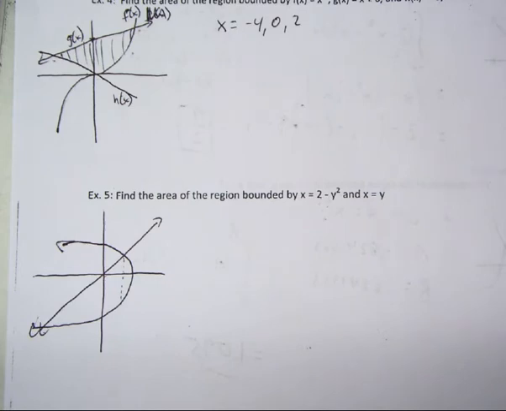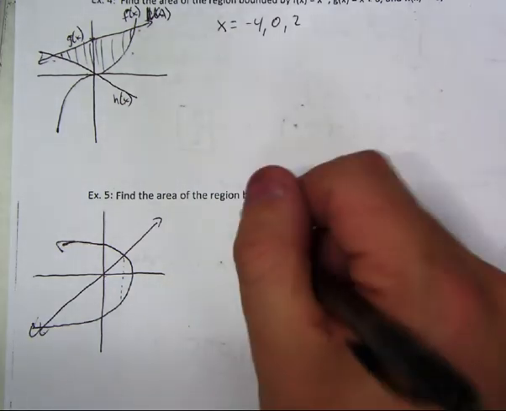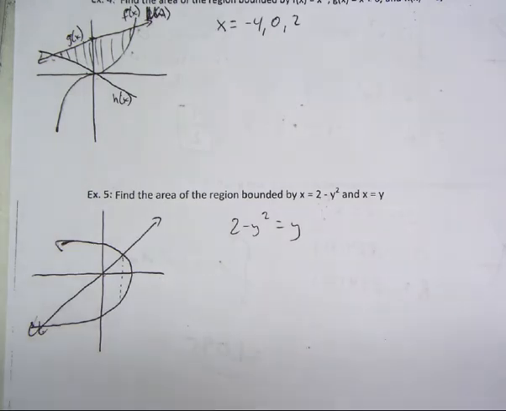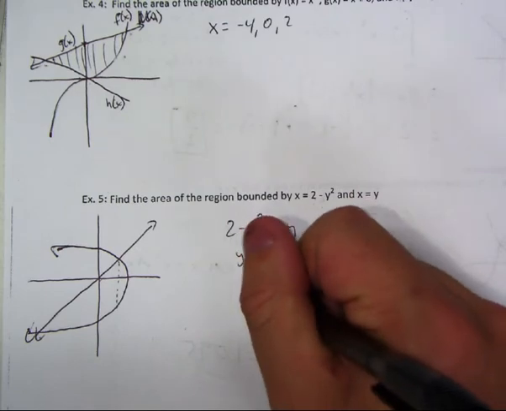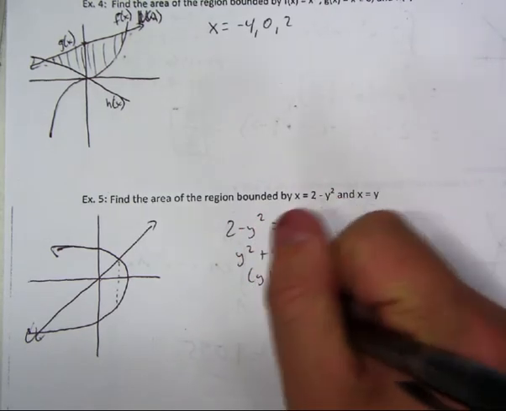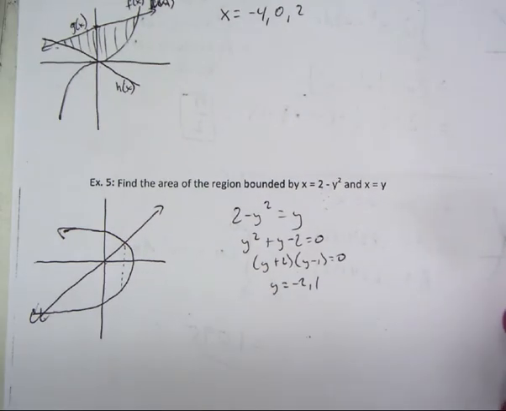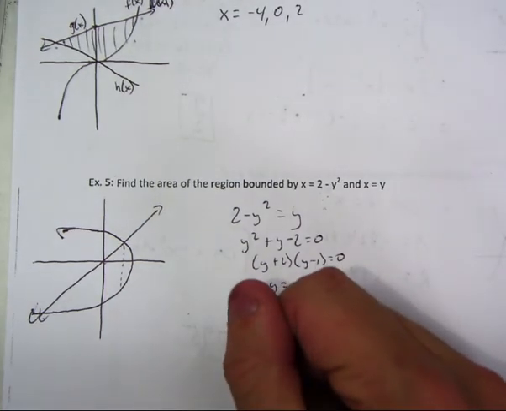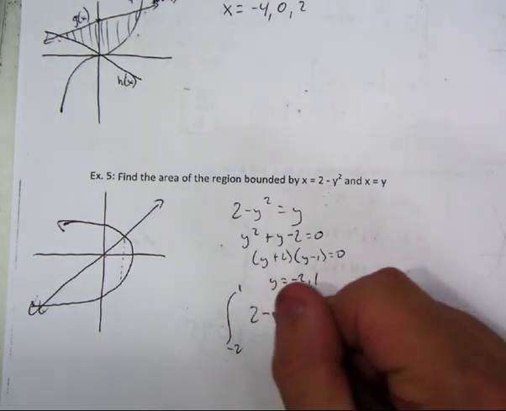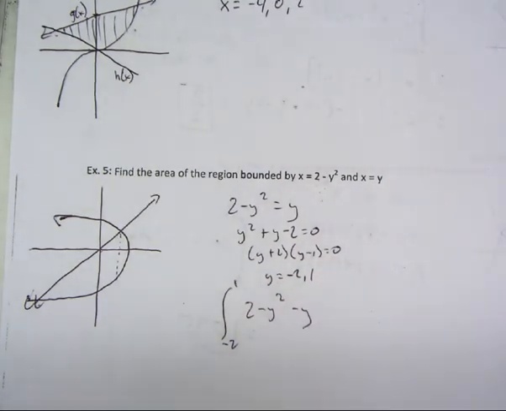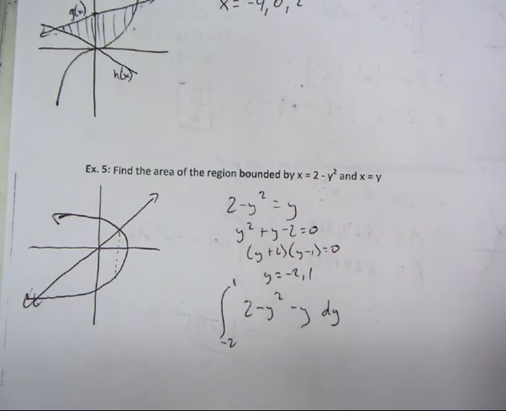Well, let's go ahead. So let's figure out where they cross. So I'm going to set 2 minus y squared equal to y. Set up our quadratic. Factor. Solve. So that means these graphs are crossing at y values of -2 and 1. But again, instead of doing top minus bottom, we're going to do from bottom to top, and our functions, we are going to do our right function minus our left function. So 2 minus y squared minus y. But now we're going to put dy on the end. Everything is in terms of y values.